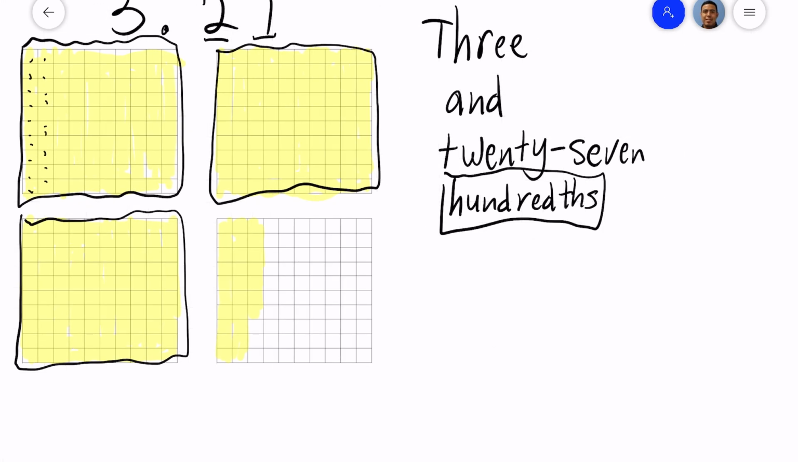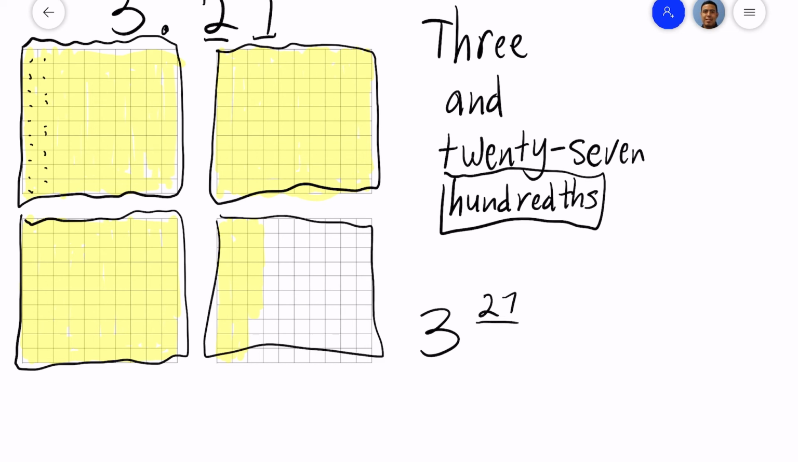So we are going to write this as a fraction. That means that we have 3 whole squares shaded, or big squares shaded. And then we have 27 out of 100 little parts, 27 hundredths. This is how you write it as a decimal up here, and this is how you write it as a fraction, but they both are read the same way, 3 and 27 hundredths.